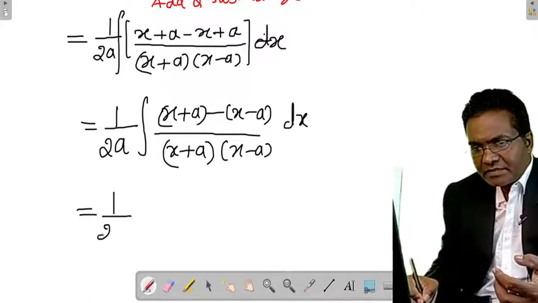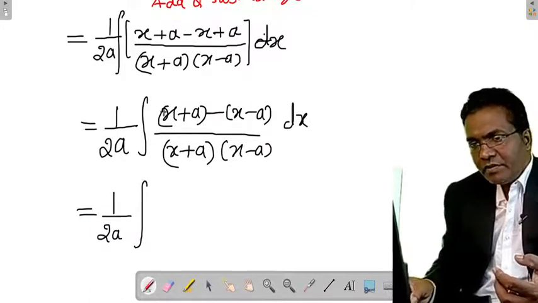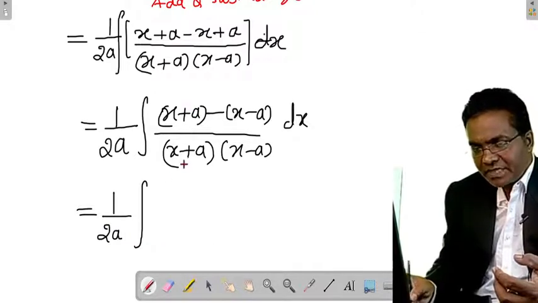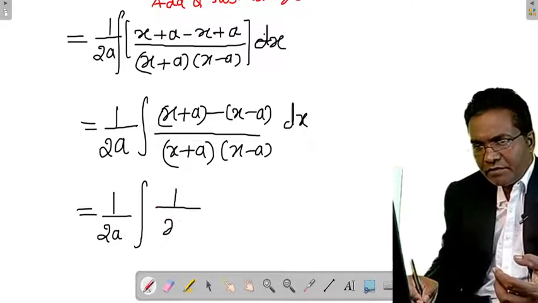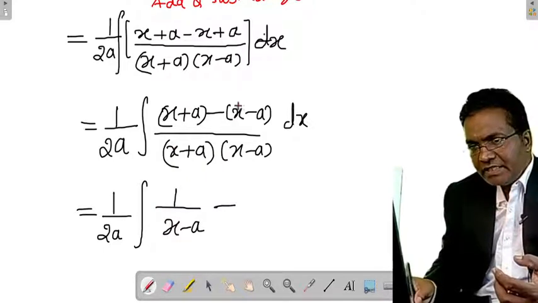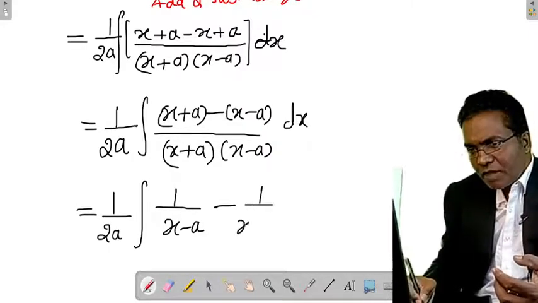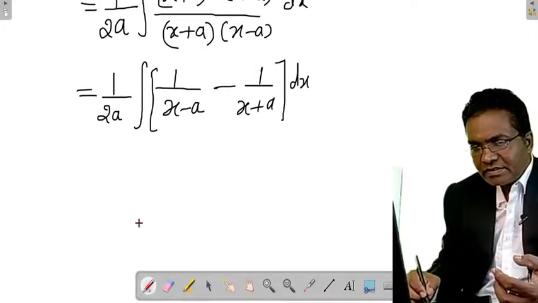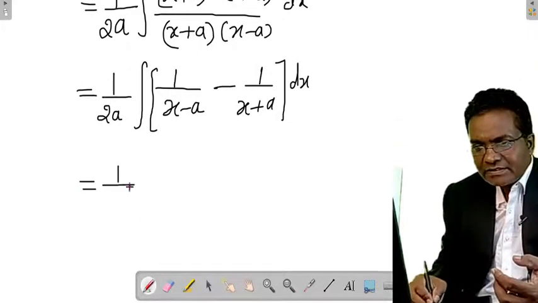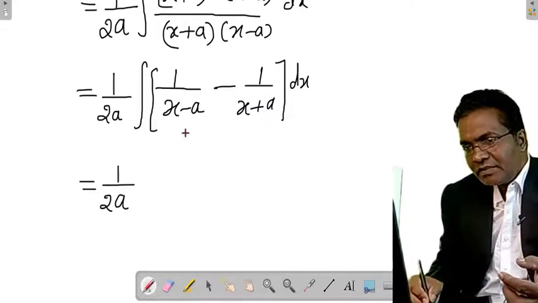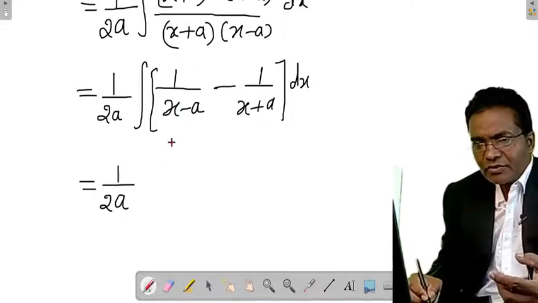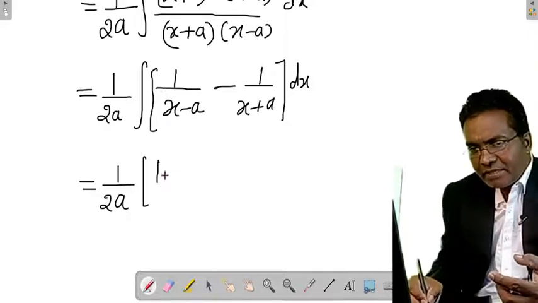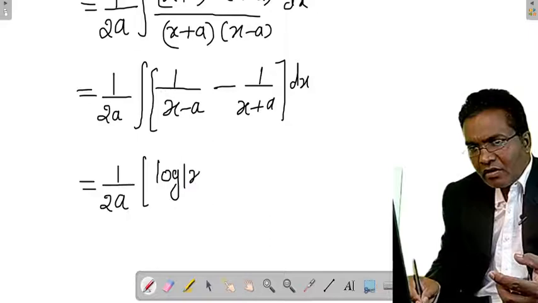If you separate, when you divide this by this term, x plus a cancels, so you are left with 1 by x minus a. In this case, if you divide this by this, x minus a cancels, 1 by x plus a remains. Now directly, the derivative of this is 1. If the numerator is the derivative of the denominator, you can keep it directly, it is log of x minus a.